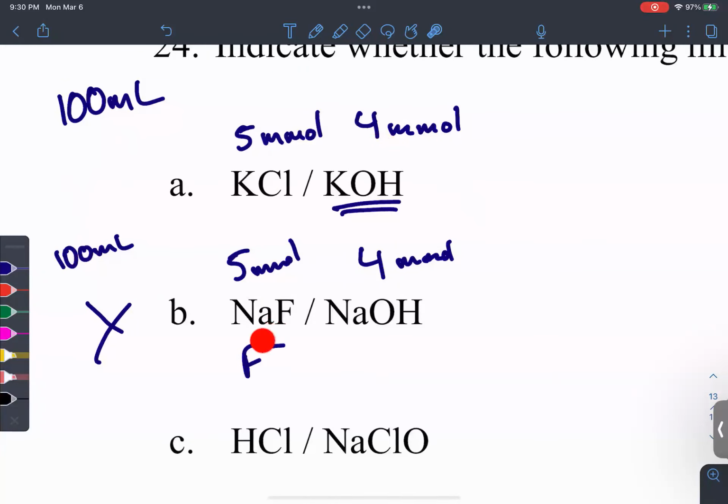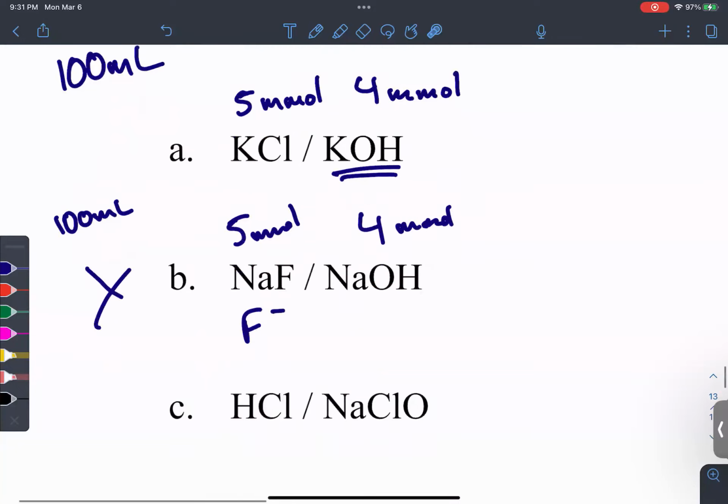Because we ignore the contribution of the salts in this case, because in KCl it's neutral, but in NaF it's a weak base. Yes, it contributes some OH minus, but not a lot. All of the OH minus is going to come from sodium hydroxide. So it's going to just be the concentration of hydroxide in the system gives you pOH, gives you pH. All right, okay.